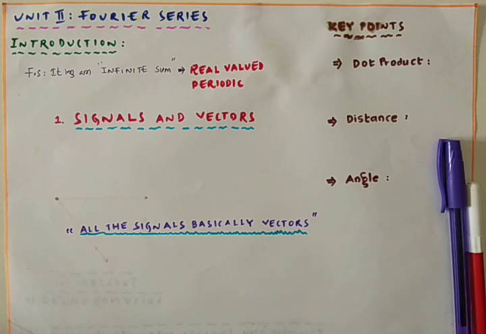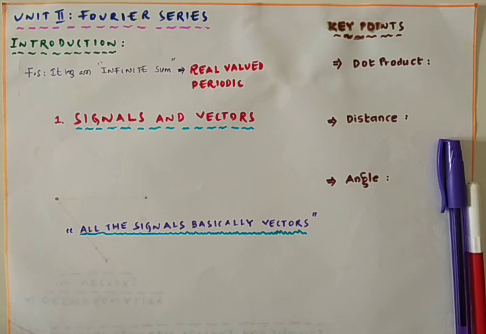The next topic I am going to talk about in this unit is called signals and vectors. In the first unit we studied the various types of signals from their basic definitions. Now I am going to relate signals with vectors. What is the relation between signals and vectors?